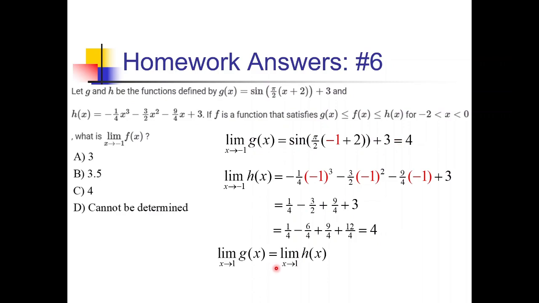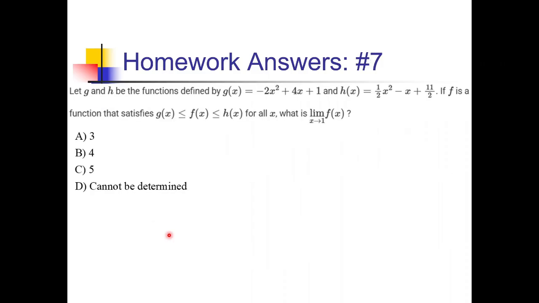Since these limits match, that means that the limit as x approaches -1 of f of x is also going to be 4. So that's choice C.